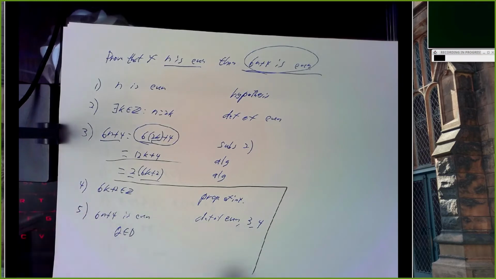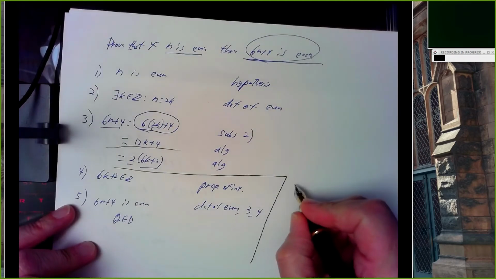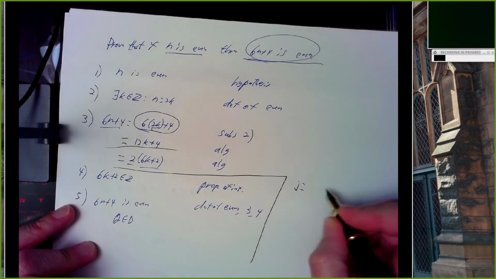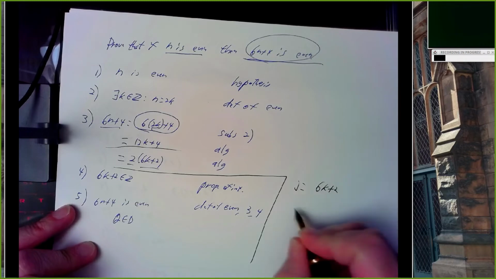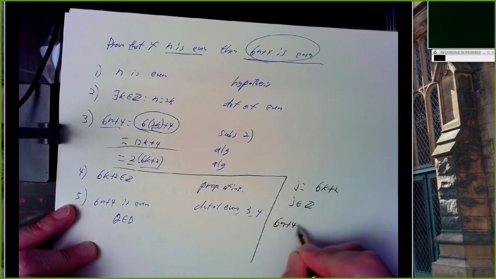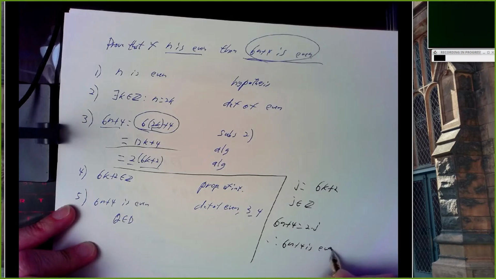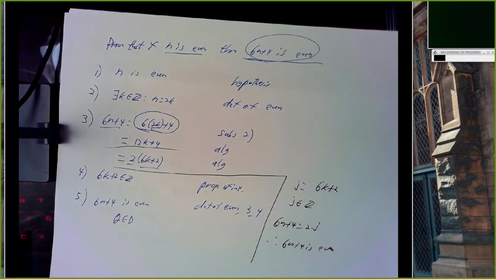Oh, okay, thank you. And if you wanted to be more explicit than that, you could say, j equals 6k plus 2, j is contained in the integers, 6n plus 4 equals 2 times j, therefore 6n plus 4 is even. So you can sort of break that down into more pieces.